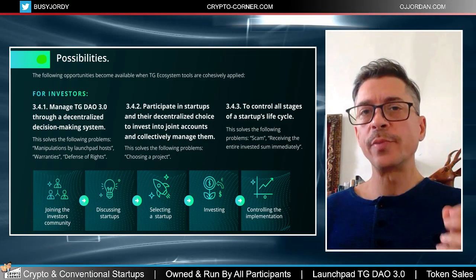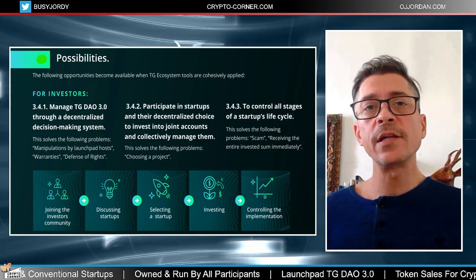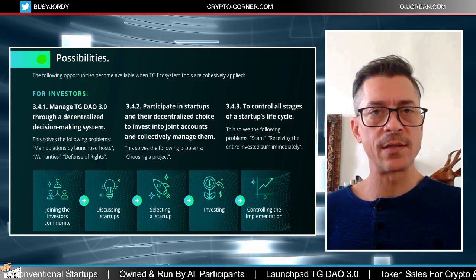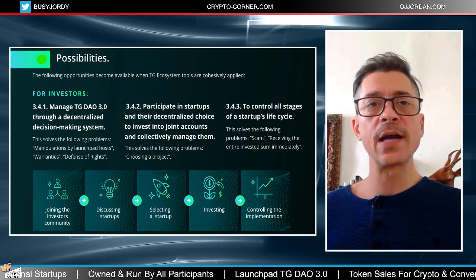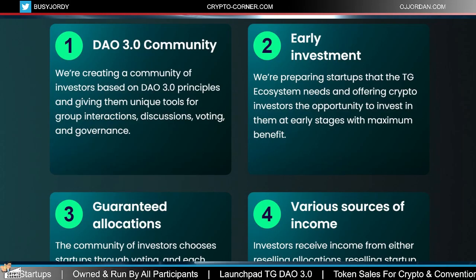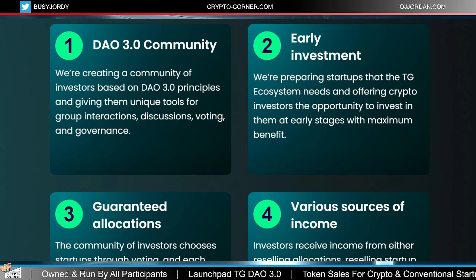TG DAO 3.0 participants are co-owners of the project and make decisions concerning all of the aspects of the project's life. Each participant has a right to vote. One participant counts for one vote. The strength of that vote does not depend on the number of tokens that the participant owns.